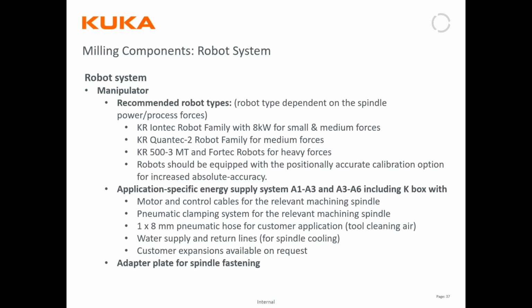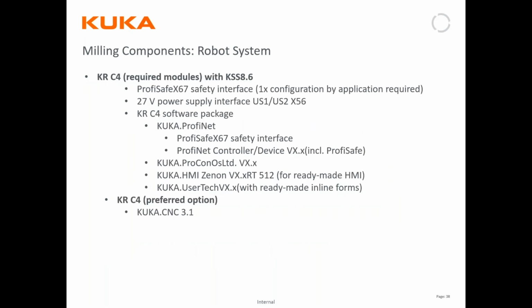Application-specific energy supply systems from axis 1 to axis 3 and axis 3 to axis 6 are included with the K-box. You get motor and control cables for relevant machining spindle. You get pneumatic clamping system, pneumatic hoses, water supplies, and its return lines, and so on. Adapter plate for spindle fastening is also available there.